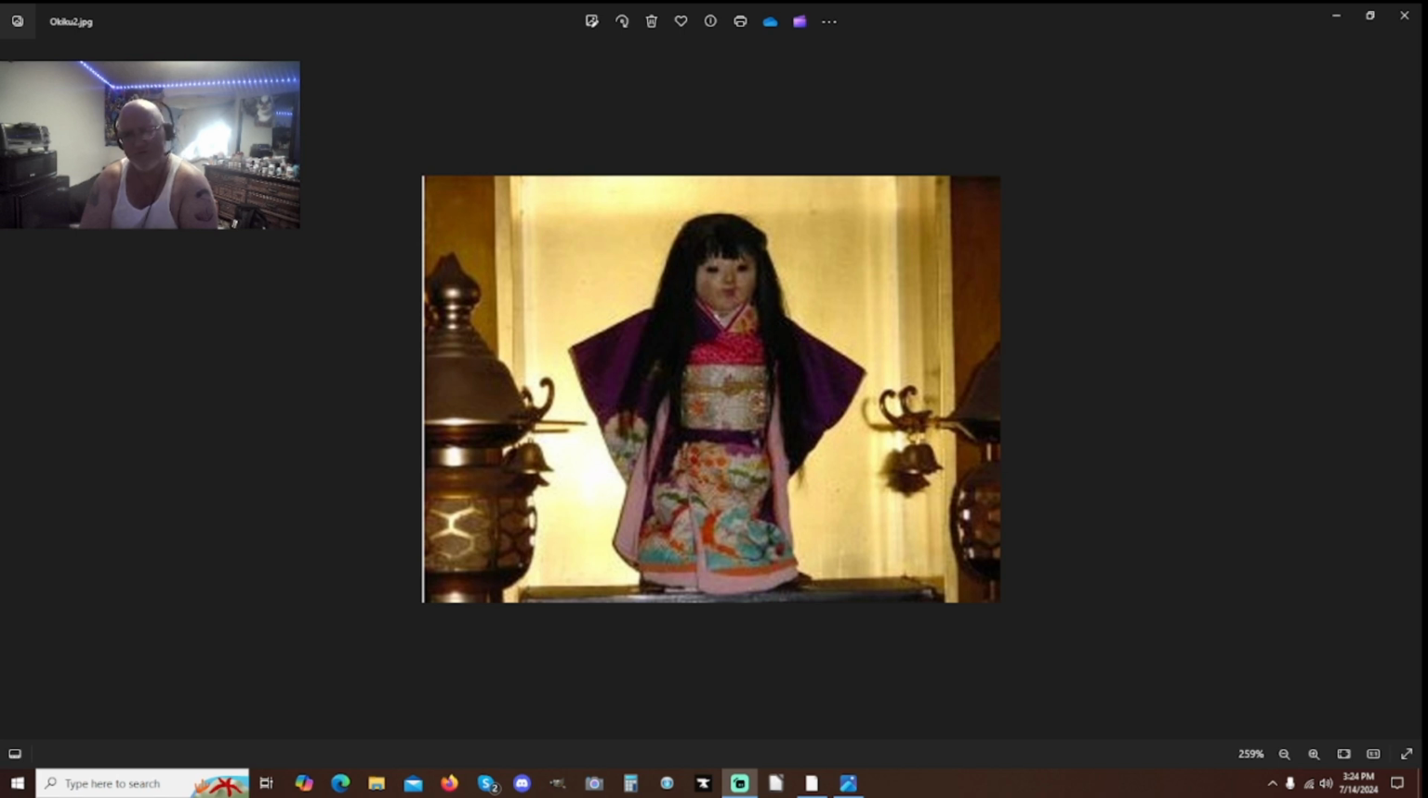The first one was about Annabelle. The second one was about Robert the doll. And this one is about Okiku, all the way from Japan. And this right here is the actual doll inside her shrine. This is the real deal right here.